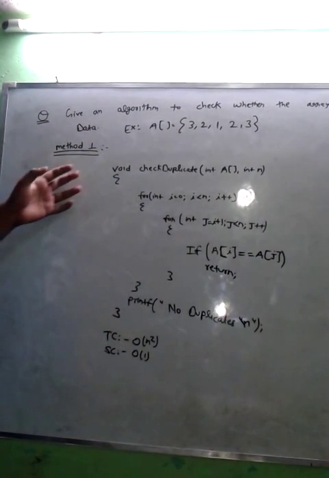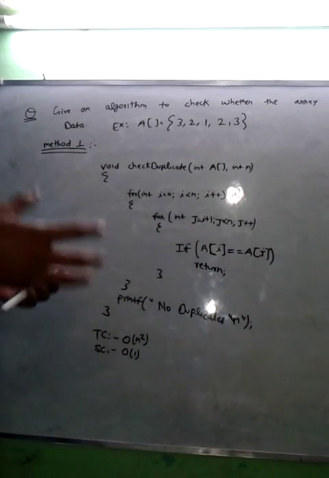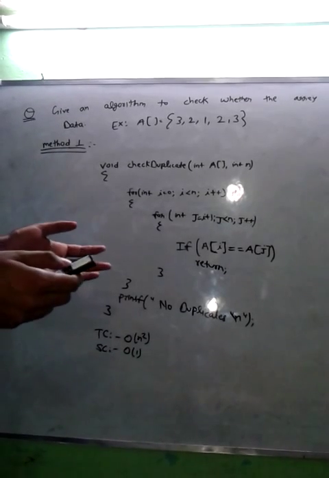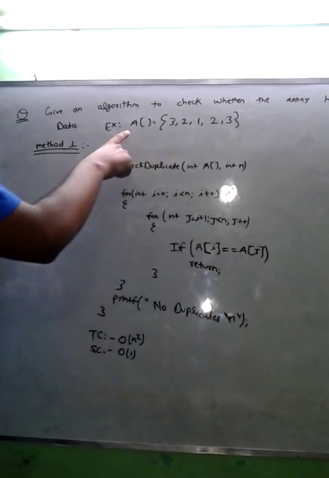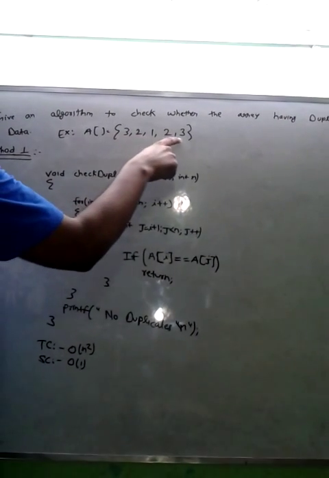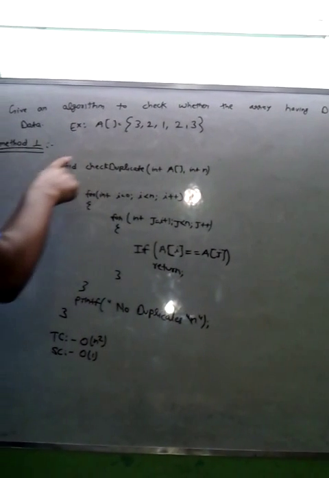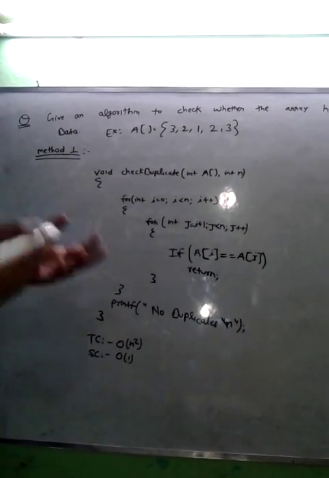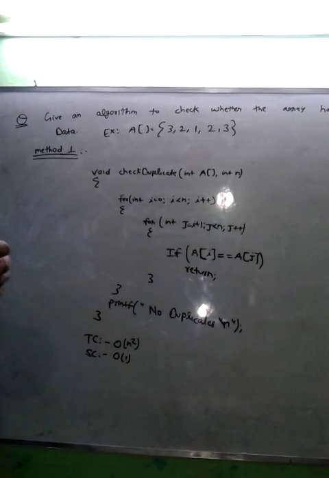Today we are going to see how to check for a duplicate, meaning whether an array has any duplicate number or not. Suppose this is the example. We have to check whether this array has a duplicate number or not. So, the first method to check this.